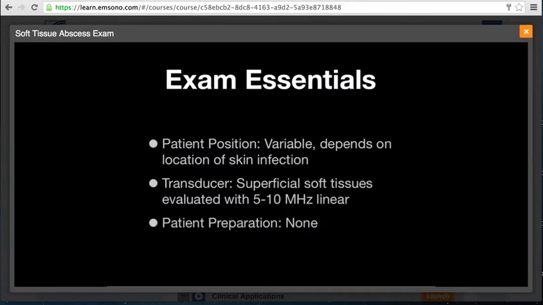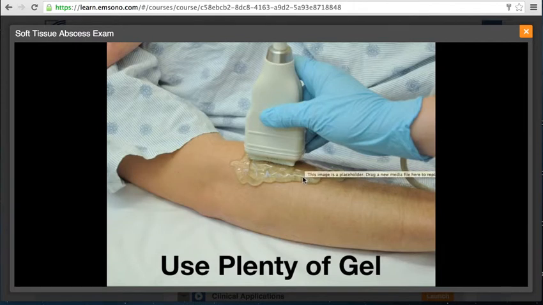In terms of patient preparation, none is required. When you perform these soft tissue exams, make sure that you use plenty of gel. This will help provide a standoff and allow better visualization of the superficial structures. It's also helpful since most of these patients are extremely tender due to their soft tissue infections. This helps to minimize transducer pressure.